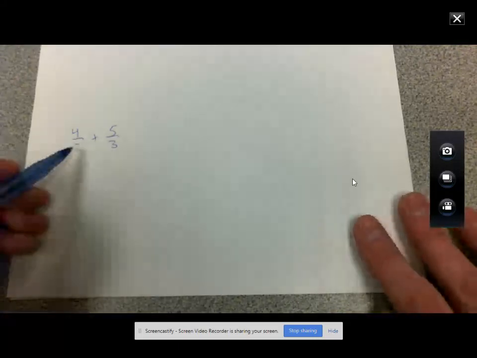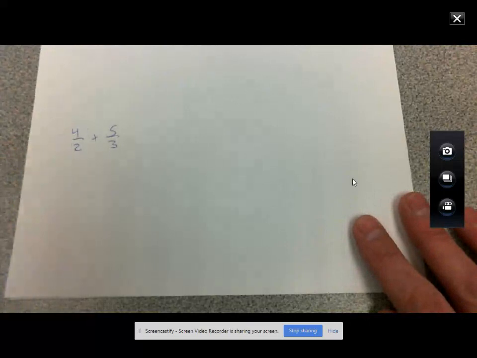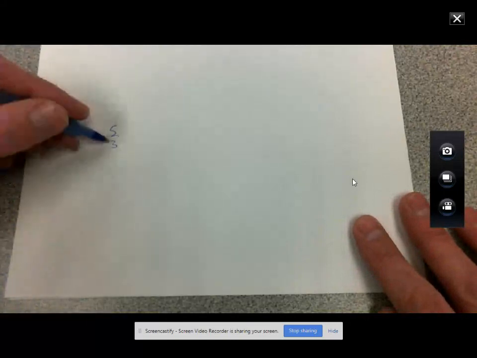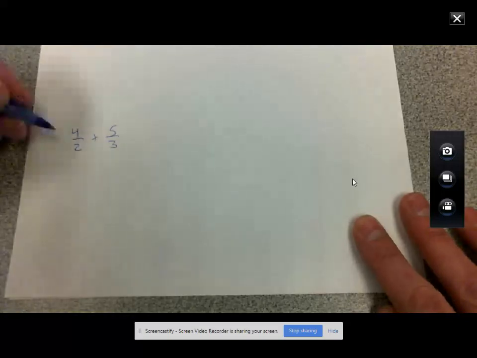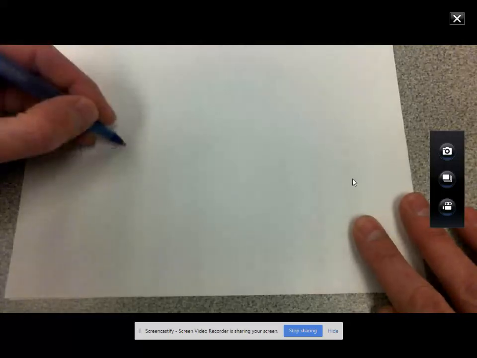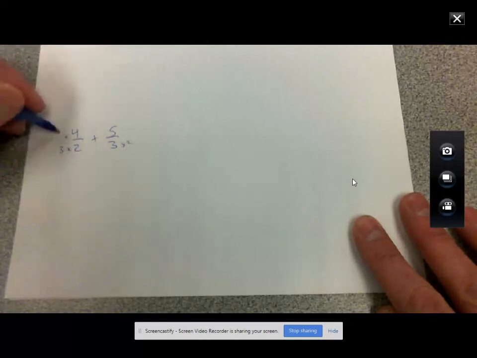So here's my problem: 4 halves plus 5/3. Now ignore the fact that 4 halves, you could reduce it. We're just going to look at this problem quick. If I want to add these two fractions together, I need to get a common denominator, the 2 and the 3. So I can always get a common denominator by multiplying the two denominators together. That's not necessarily the least common multiple, but it'll work. So if I do times 3 times 2, you don't have to write this down. You just have to watch.